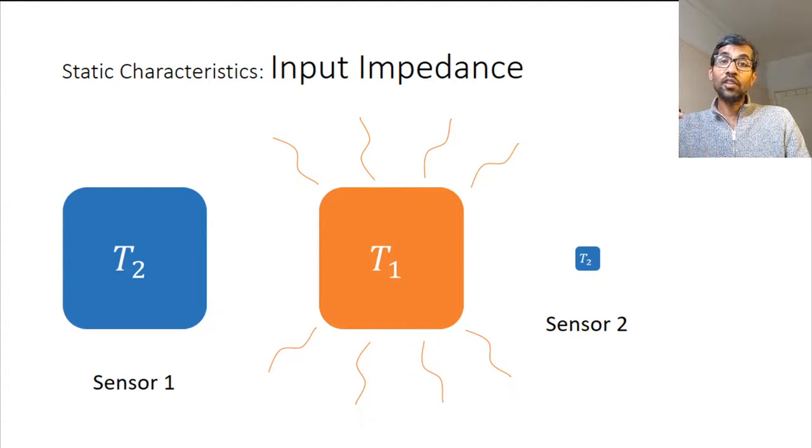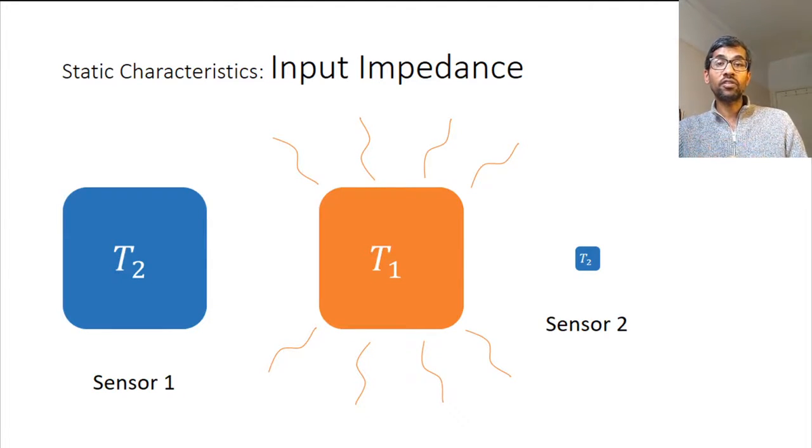Now, if however I use sensor 2, what would happen? If I use sensor 2 and bring it close to the object and start touching the object, because sensor 2 is very small, it will of course take away some heat from the object, but the change would be much smaller than it was for sensor 1. And therefore we can say that the input impedance of sensor 1 is very low and the input impedance of sensor 2 is very high. Therefore, sensor 2 has a greater ability not to interfere with the temperature of the object.